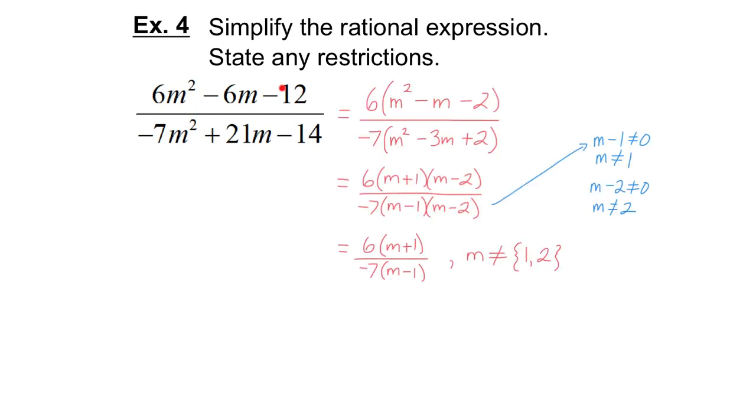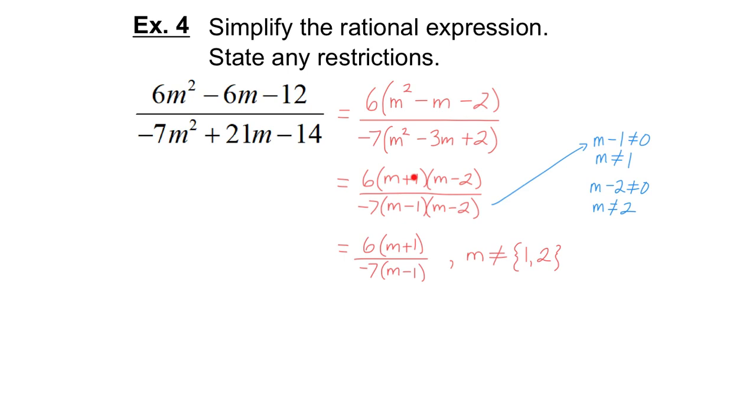In the numerator, the common factor is 6. In the denominator, the common factor is negative 7. I'm left with simple trinomials in each case, which factor like these. Here, I thought to the side here what my restrictions would be. M can't be 1 and M can't be 2. M minus 2 cancels out, so I'm left with this.